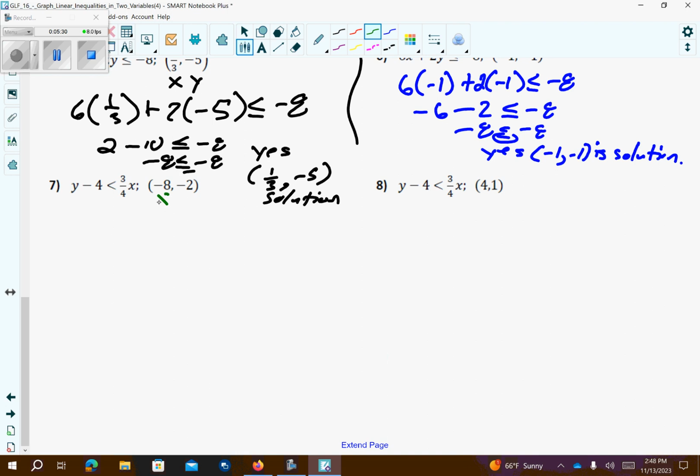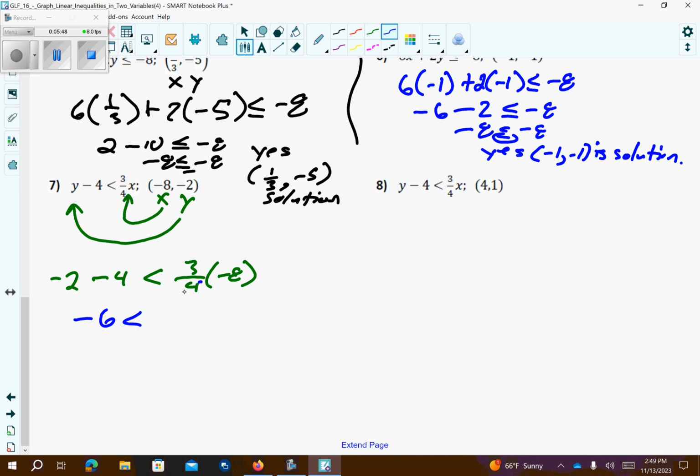This is an x value, this is a y value. We're going to plug the x value in here. We'll plug the y value in here. That's going to give me negative 2 minus 4. Is that less than 3/4 of negative 8? On the left side, that gives me negative 6. 4 goes into 8 twice. 3 times negative 2 is negative 6. Negative 6 is not less than negative 6. If it had the equal sign, it works. It doesn't have the equal sign down here. So this is false. Negative 8 comma negative 2 is not a solution.